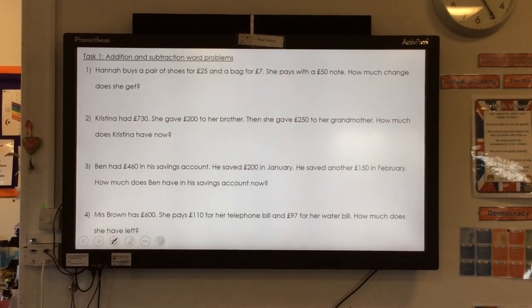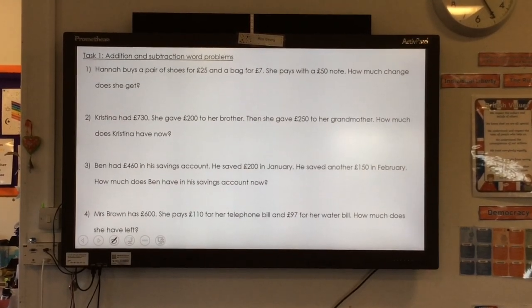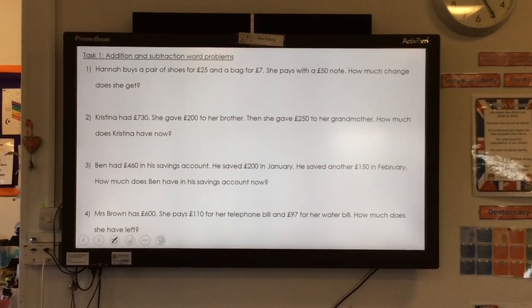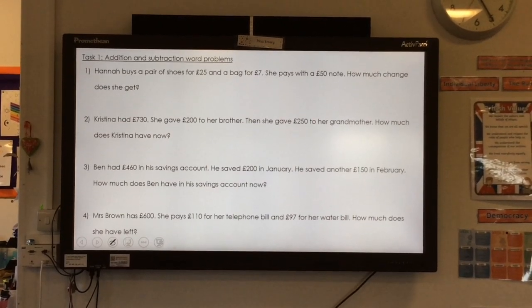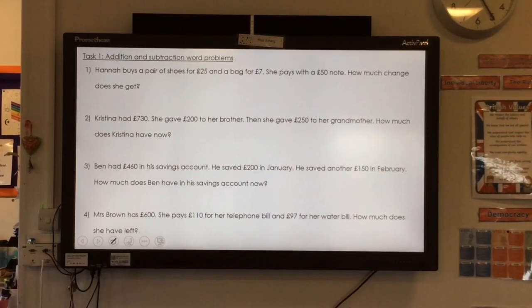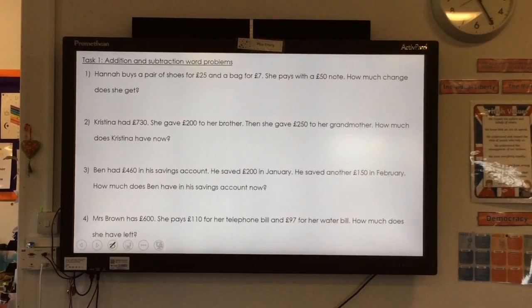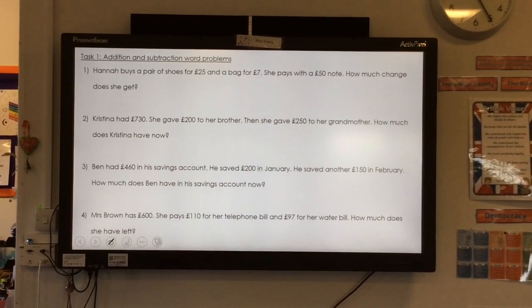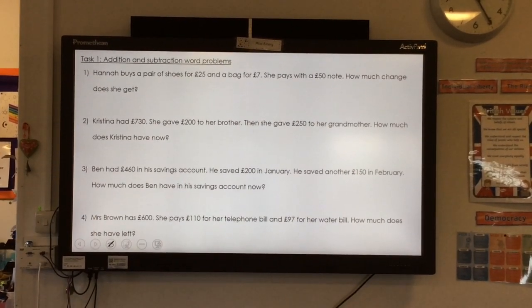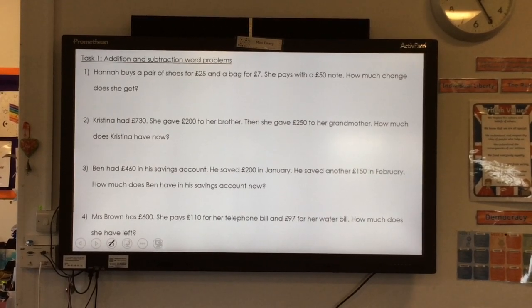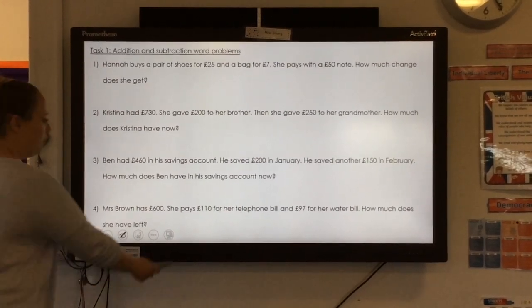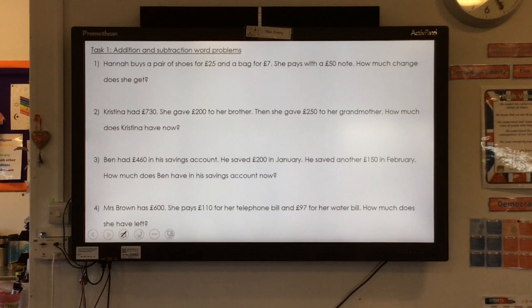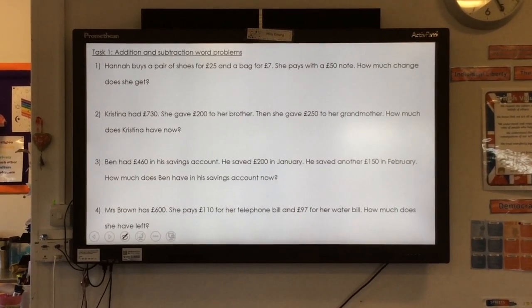Number 3, Ben had £460 in his savings account. He saved £200 in January. He saved another £150 in February. How much money does Ben have in his savings account now? And lastly, Mrs. Brown has £600. She pays £110 for her telephone bill and £97 for her water bill. Crikey, she's obviously on the phone more than she's washing her hands, isn't she? So then, how much money does she have left?